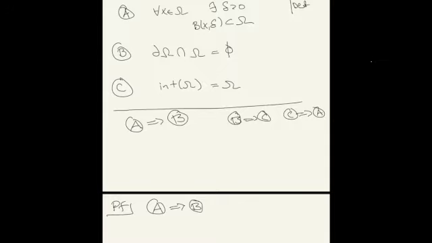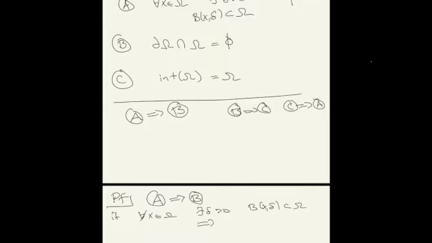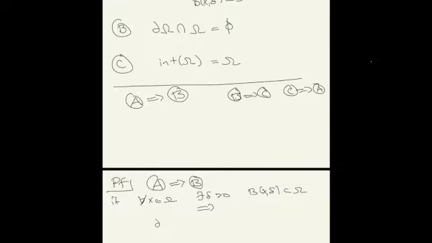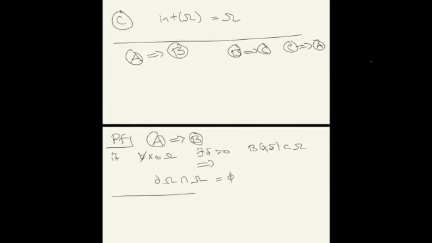So we are saying that if for every point in the set, there exists some positive radius such that the ball of that radius is contained in omega, then this is the same thing as saying that no point on the boundary is contained in the set. Okay.